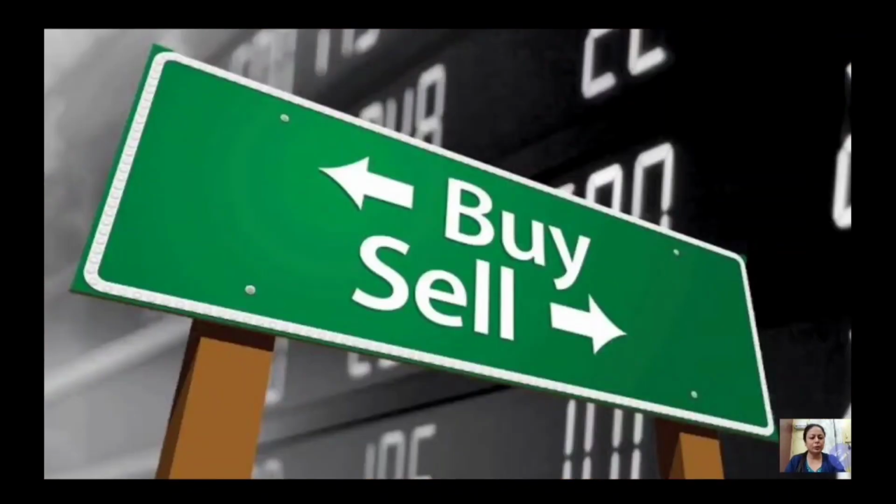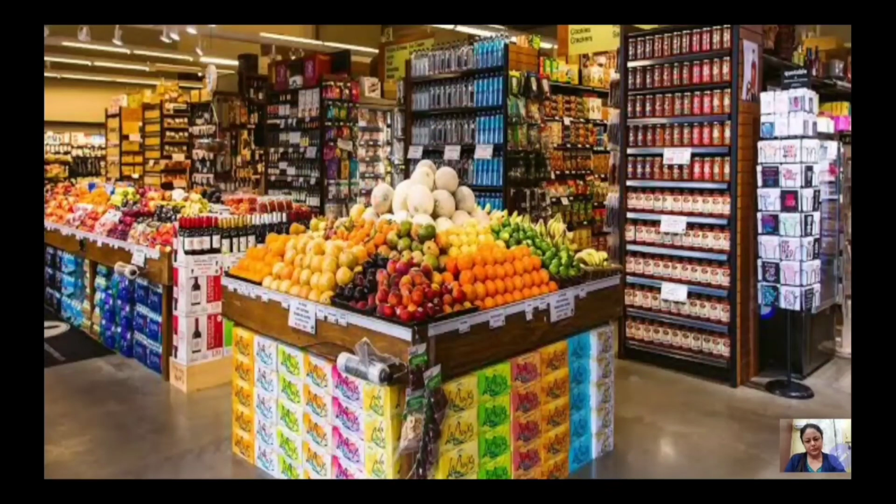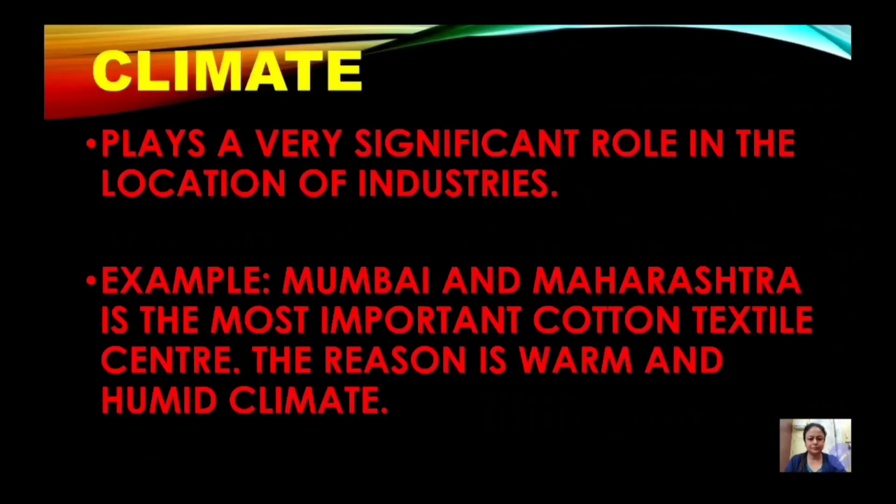Students, there are a few more pictures. So buying and selling happens in the market. There is another picture showing the garment shop. Here, this is a supermarket, we can say, where different products are available.